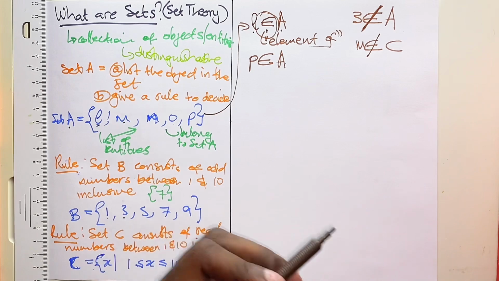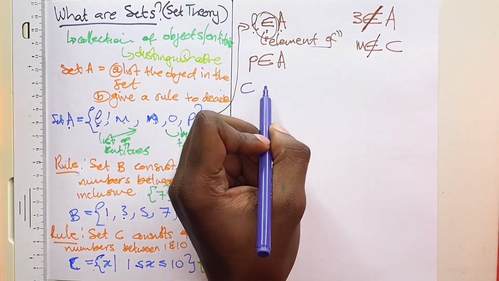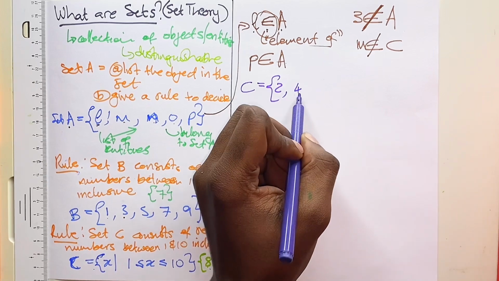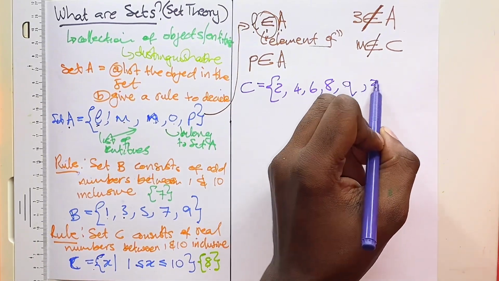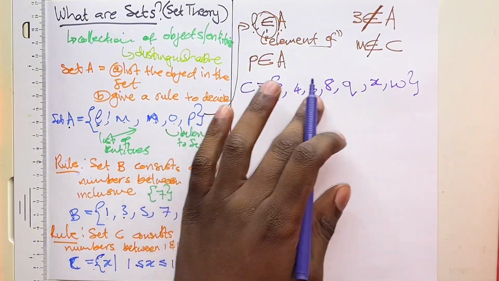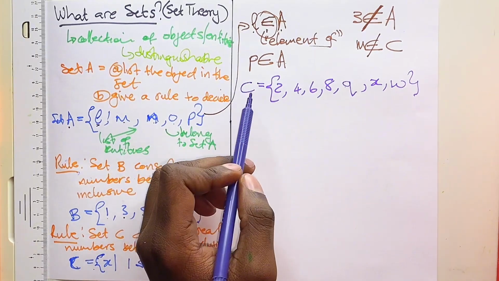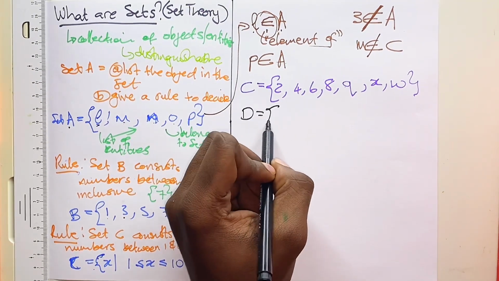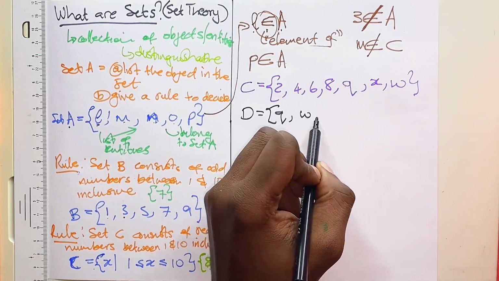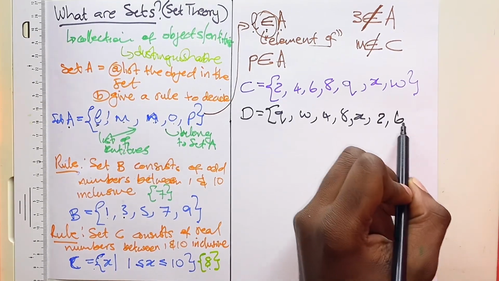So M is not an element of C. Now, let's suppose that I have a new set, and my set is called set C. And in set C, I have the numbers 2, 4, 6, 8, and I have the letters Q, X, W. And all of these entities belong to set C. So 2 is an element of C, Q is an element of C. And now I introduce a new set, and that set is called set D. Set D has Q, W, 4, 8, X, 2, 6.